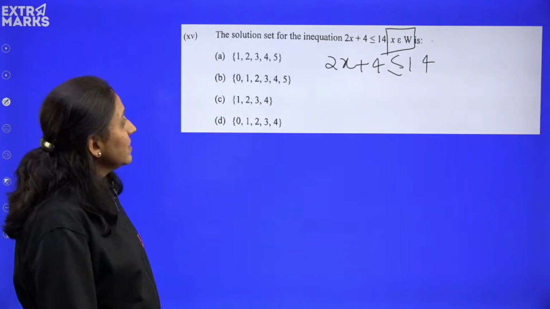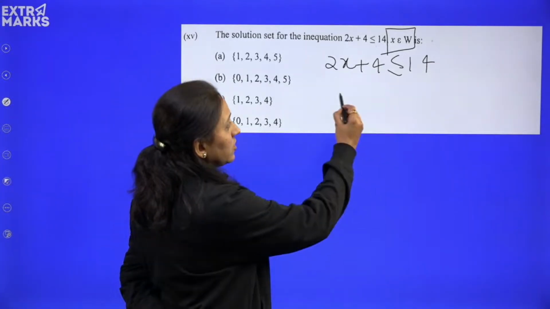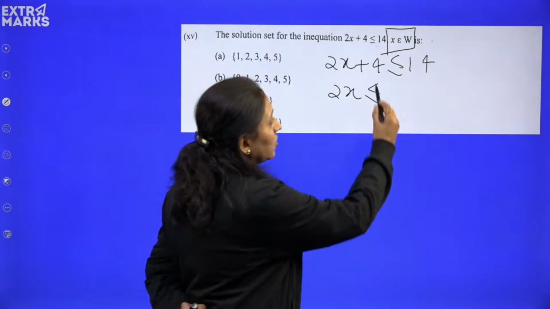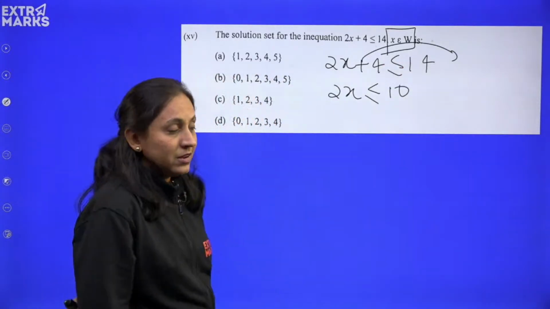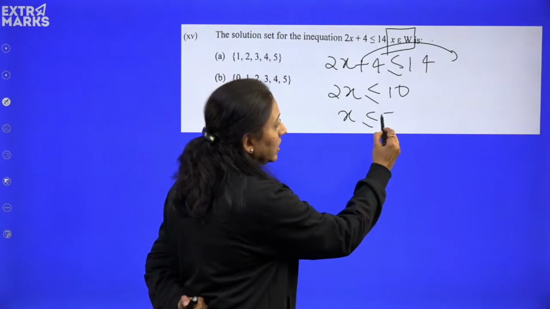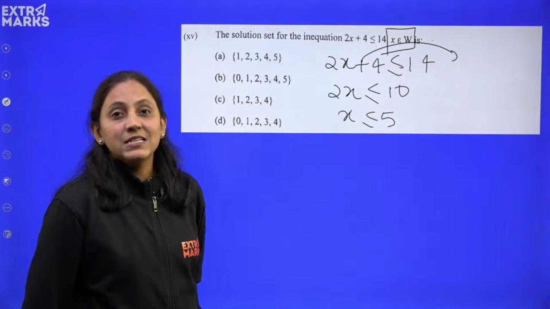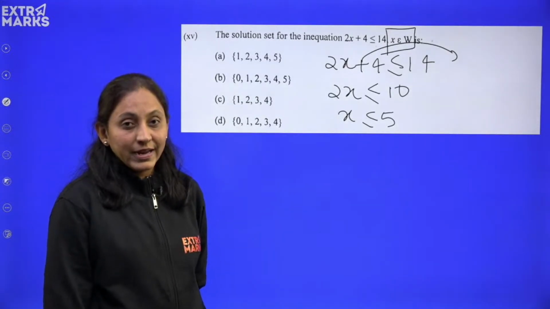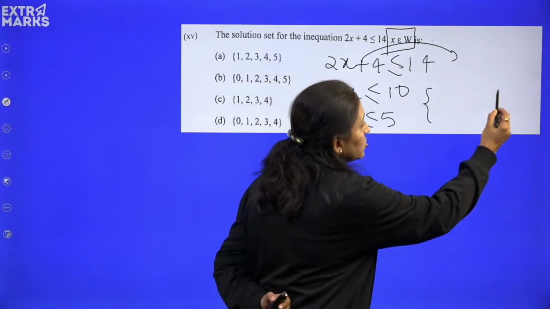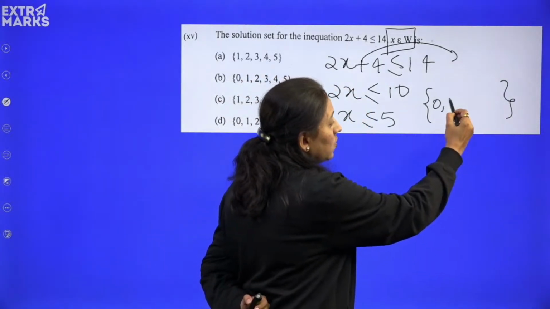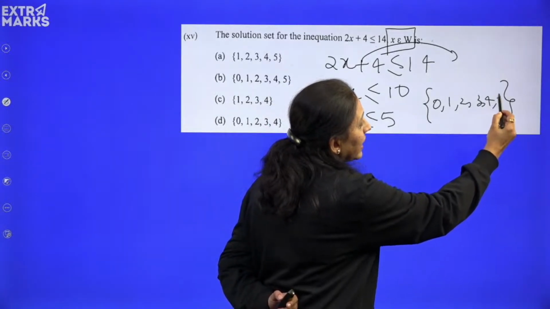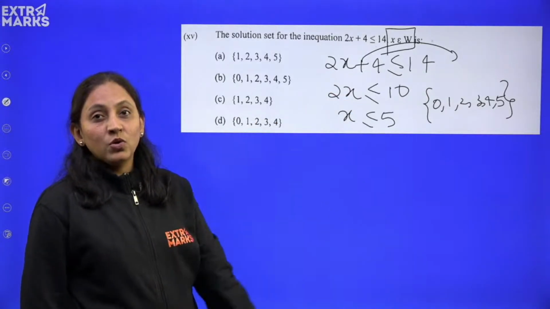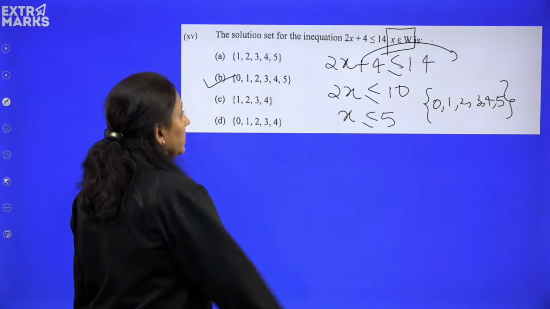Very good. So 2x plus 4 is less than or equal to 14, so 2x is less than or equal to 14 minus 4, which is equal to 10. So we get the value of x to be less than or equal to 5. And it says that x belongs to the set of whole numbers. Whole numbers include 0, right? So I have to include 0 in the solution set, and it goes 0, 1, 2, 3, 4 and 5, because the value of x is less than or equal to 5. So I have to include 5 there, and the correct option is option B.